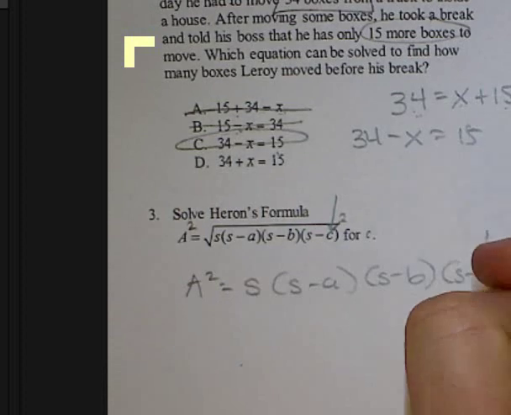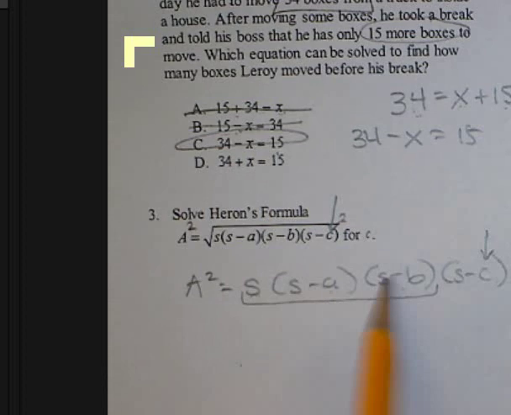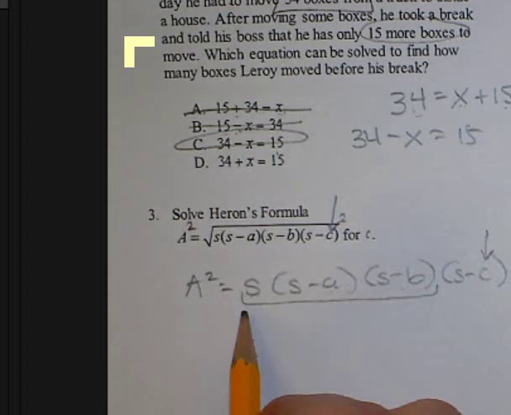Again, we want to isolate the C. I have 4 groups, 1, 2, 3, and 4. And I want to get rid of these 3 groups so that this last group is by itself and I can eventually isolate the C. Each one of these groups is being multiplied by the 4th group. Opposite of multiplying is dividing.